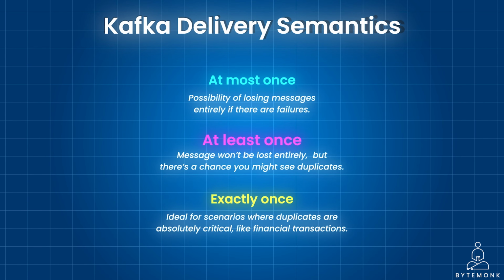Imagine a user credits your social media app with $1 to buy coins for an in-app purchase. Exactly once delivery would ensure this critical financial transaction is only recorded once in your system, preventing duplicate charges.